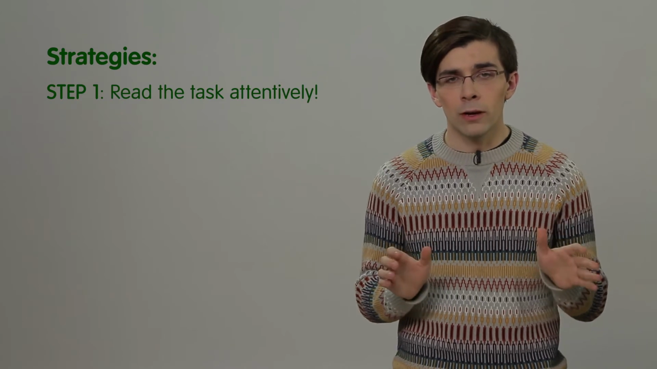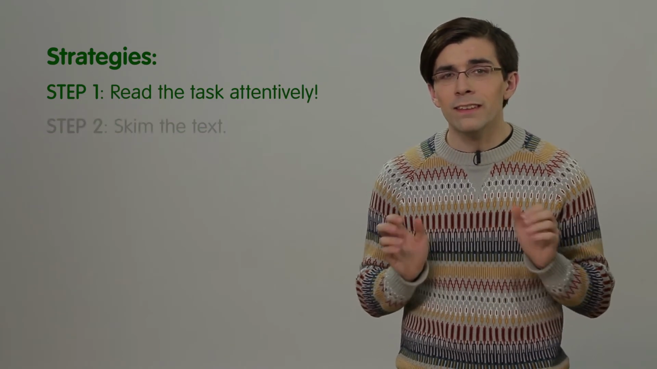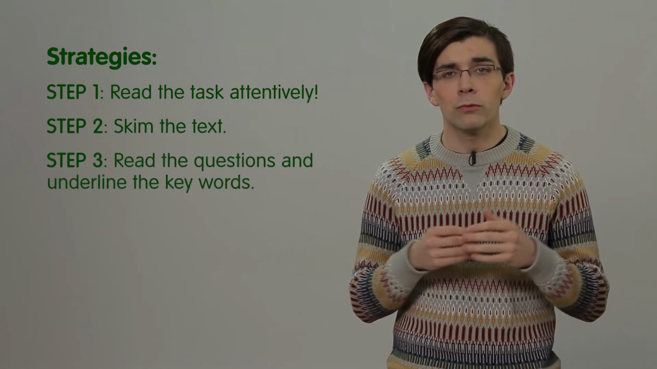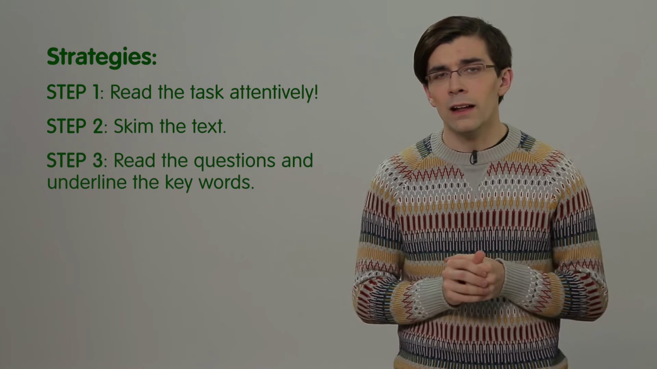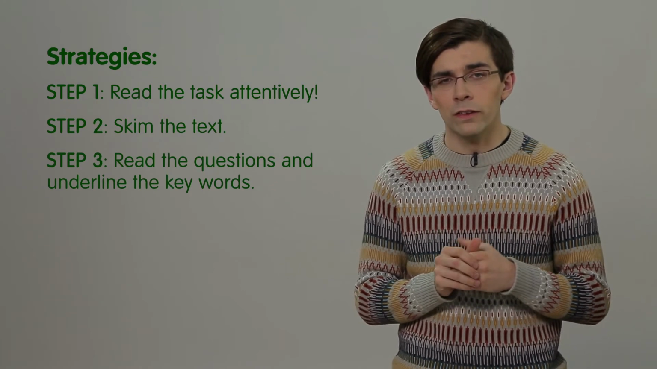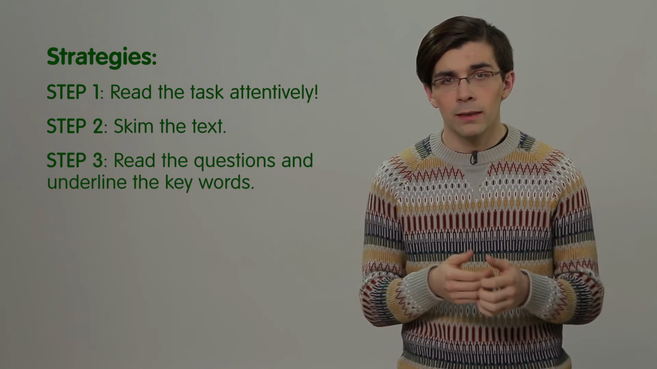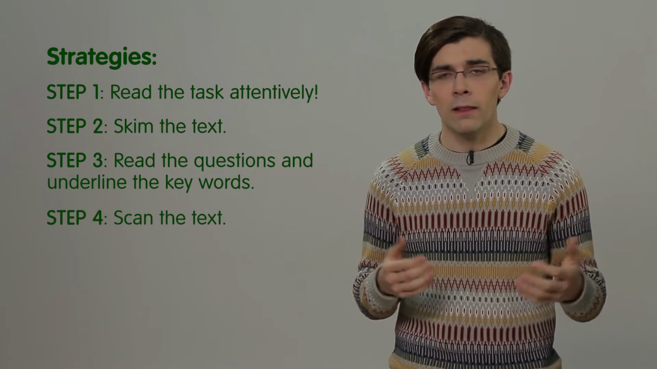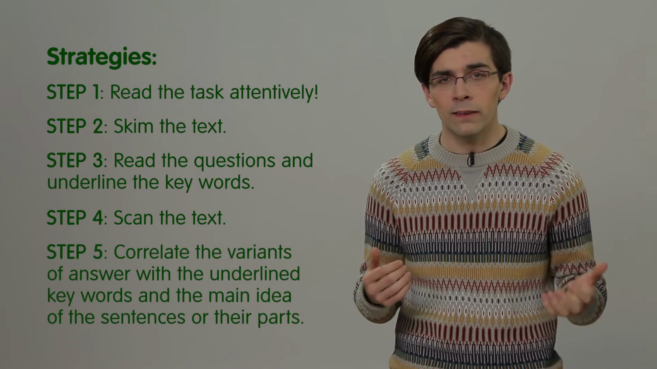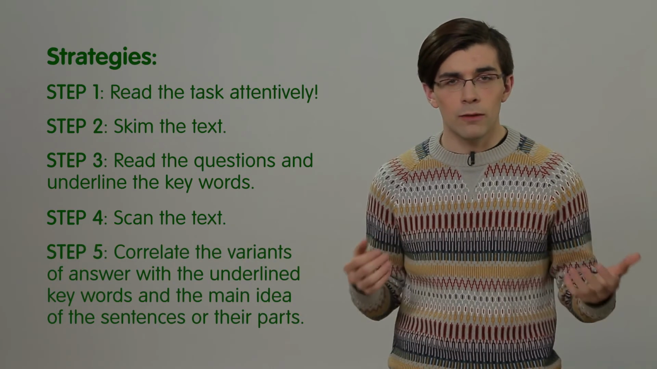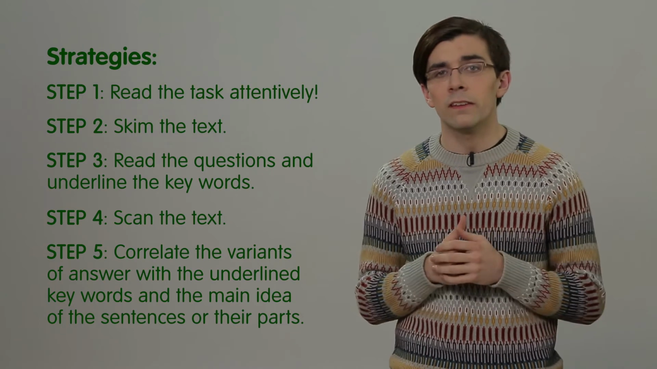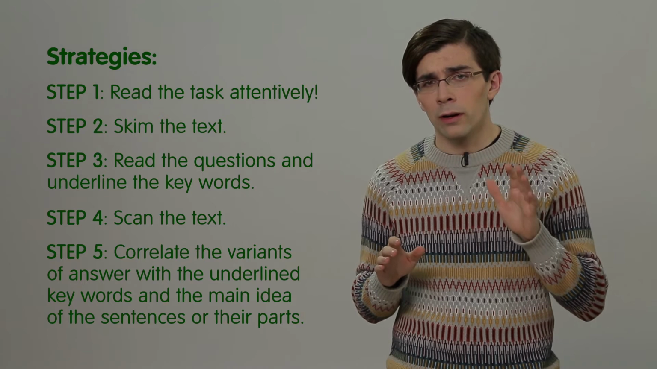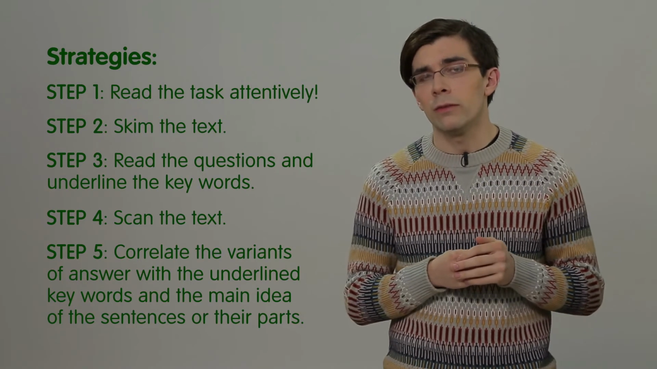Now, the second thing we're going to want to do here is skim the text. After we skim the text, we want to read the questions then, and underline any key words in the questions, what we think we're looking for. Then we will scan the text for these key words, and finally, we'll correlate the options for answering with the underlined key words and the main idea of the sentences and their parts. So, let's look at a little bit more detail about how we should do this.